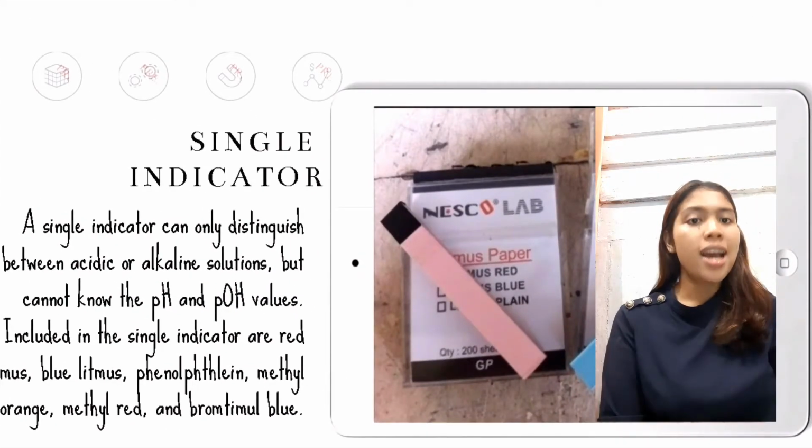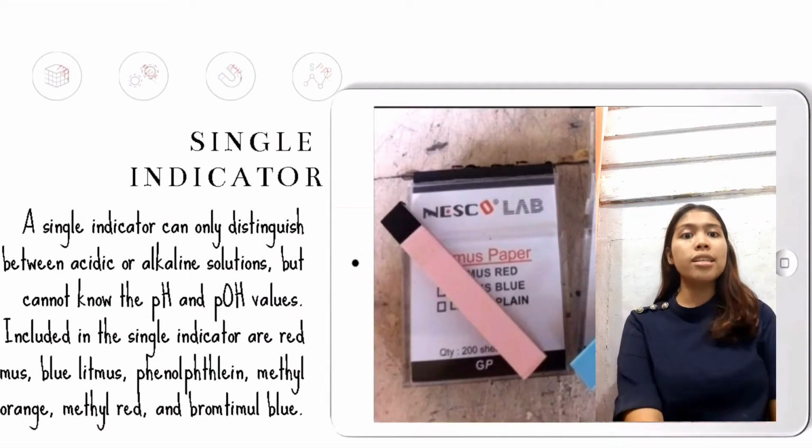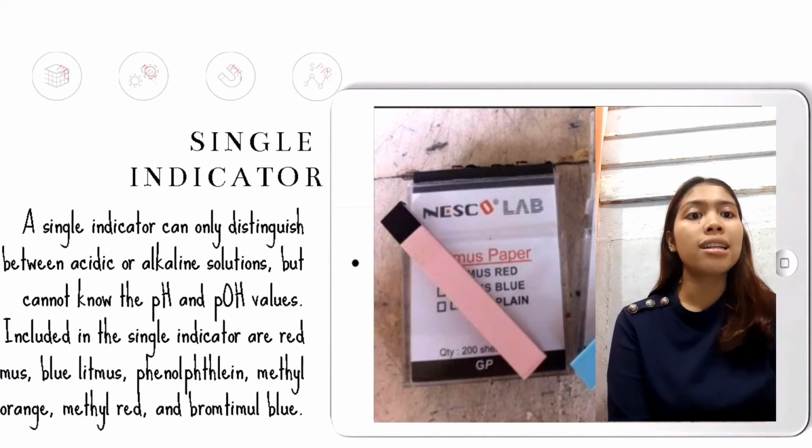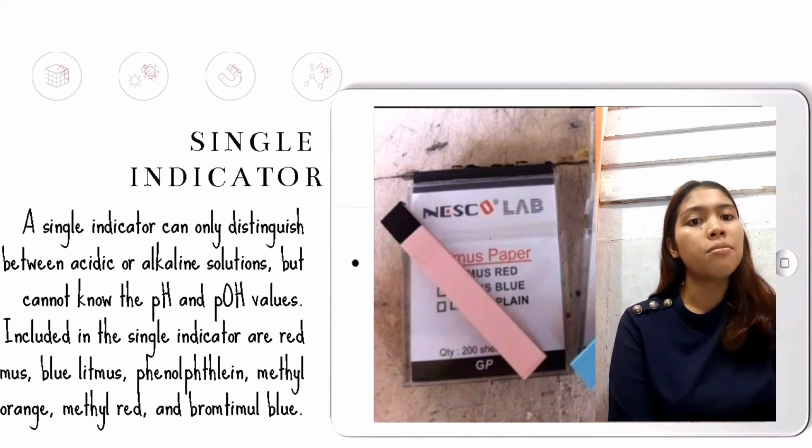Single indicator. A single indicator can only distinguish between acidic or alkaline solution, but cannot know the pH or pOH values. Included in the single indicator are litmus or blue litmus or attraction.